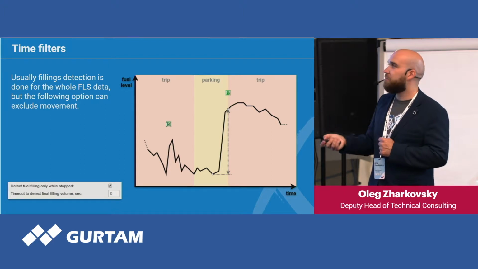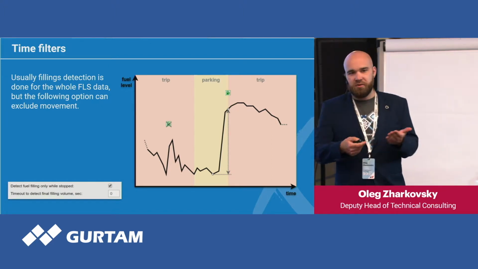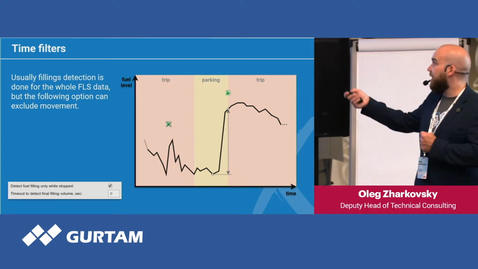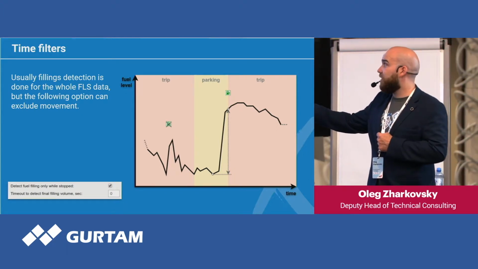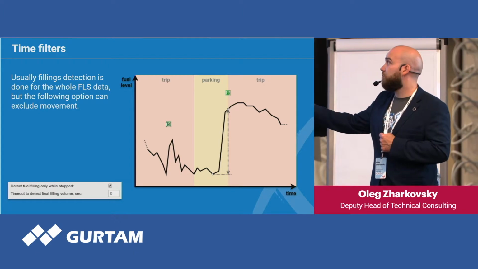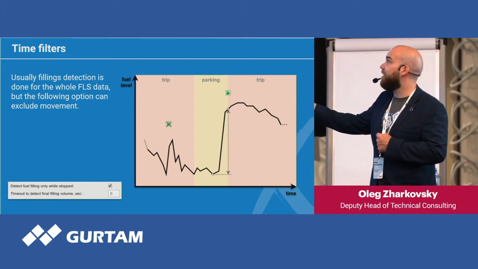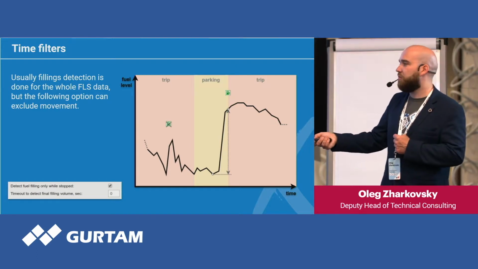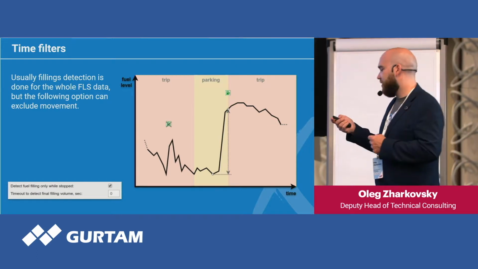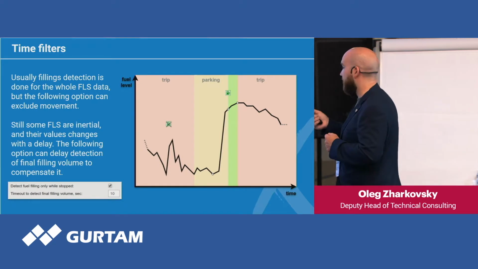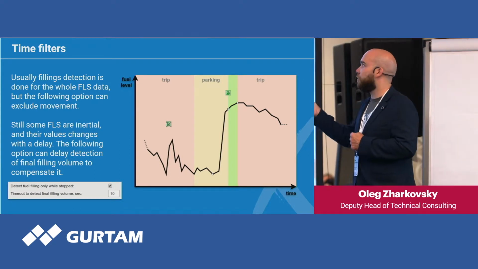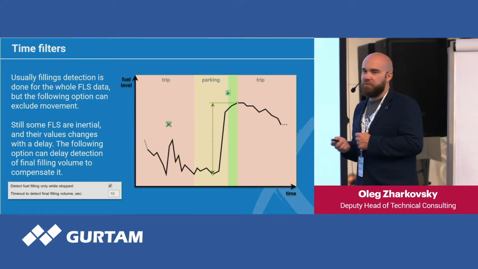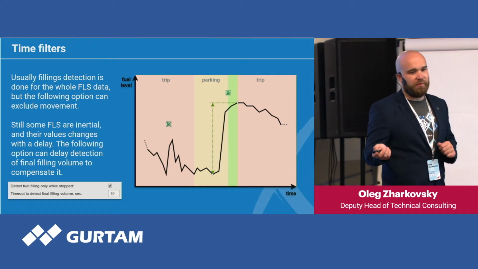And sometimes the FLS is inertial, so the data is coming with a delay. You can see that at the end of the parking, it's not maximum. Maximum is in the beginning of the trip. So we can add one more timeout to avoid these delays. Then the maximum will be taken from the trip, and the final volume of the fill-in will be correct, like that.